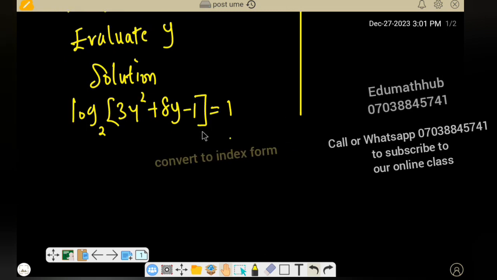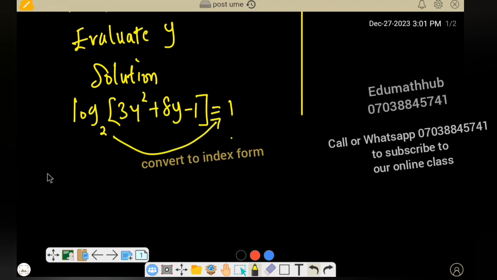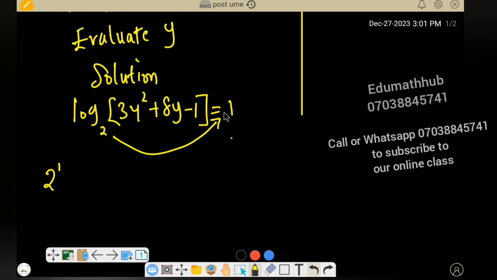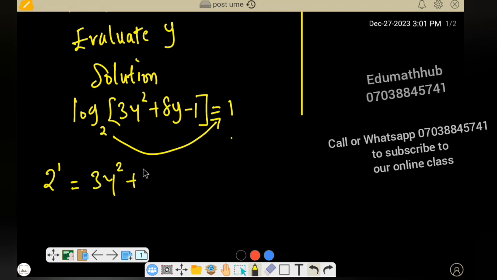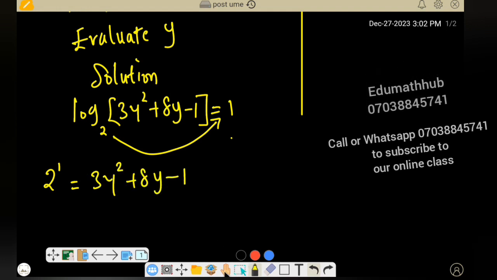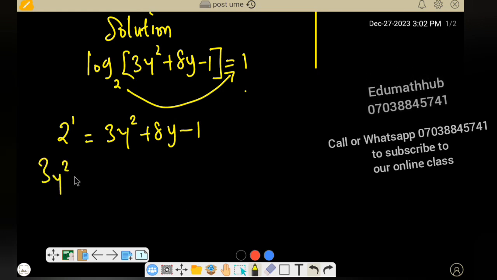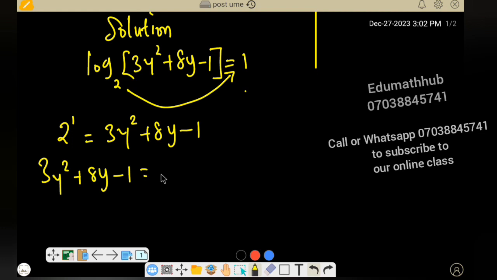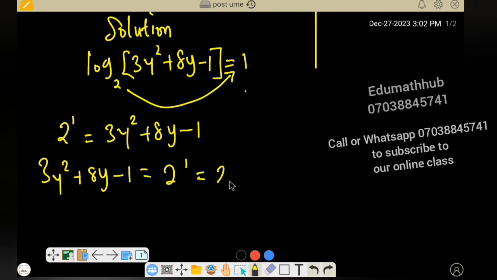Now how do we do that? It's very straightforward. You just use this 2 to raise this 1. So you do 2 raised to the power 1. If you do that, the logarithm sign will disappear, so you have 3y squared plus 8y minus 1. Interchanging both sides to make it look simpler, 3y squared plus 8y minus 1 is equal to 2 raised to the power 1, which is the same as 2. So I can just write equals 2 here.